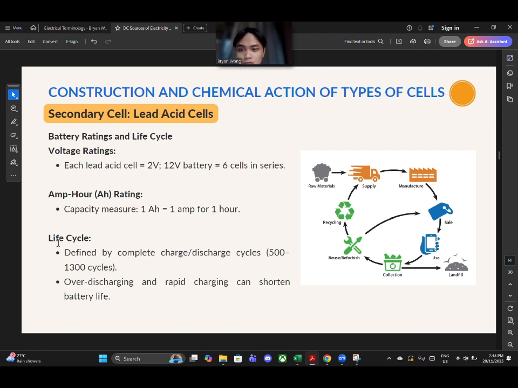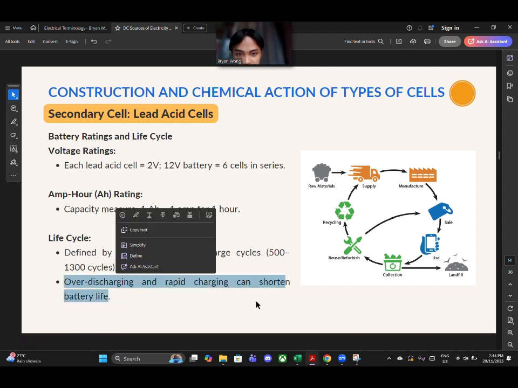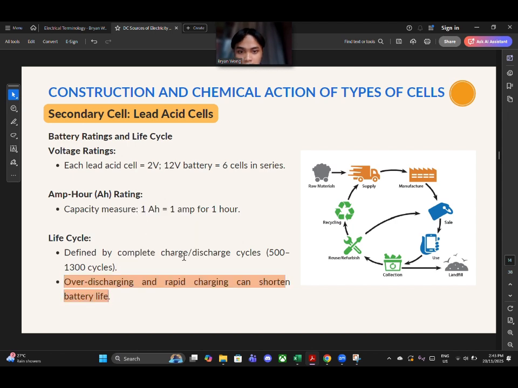The life cycle of a lead acid battery or cell is defined by complete charge and discharge cycles, usually 500 to 1300 cycles. Over-discharging and rapid charging can shorten the battery life, so take note. Overcharging and rapid charging can cause the lifespan of a lead acid cell to be much shorter.